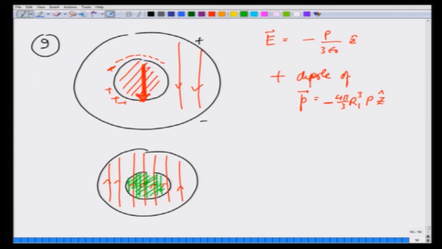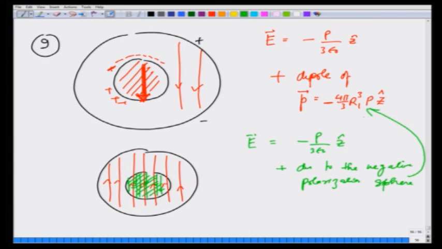So, electrically I can think of it like this, and this I know gives me a field E. The uniform polarization gives me a field minus P over 3 epsilon 0 z, plus a field due to the negative polarization sphere, which is precisely this field. So, that is the answer.